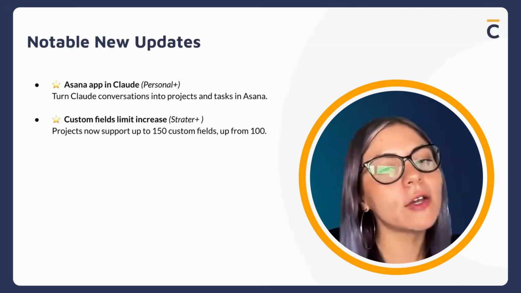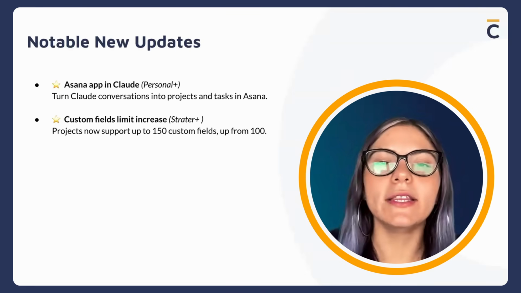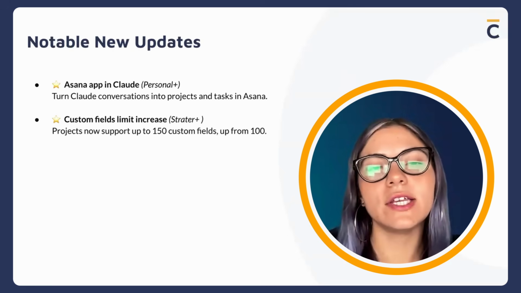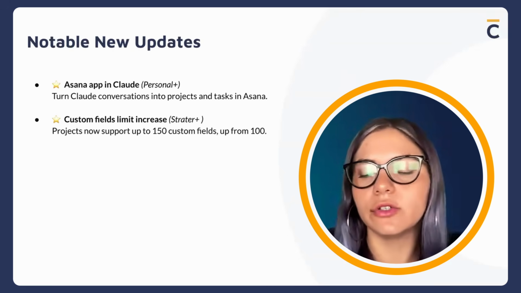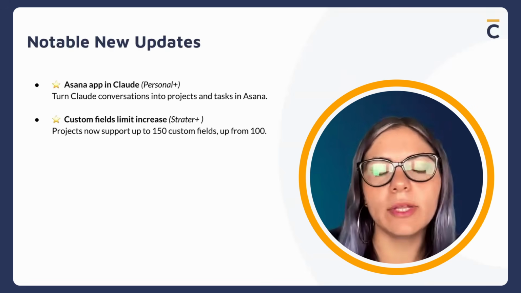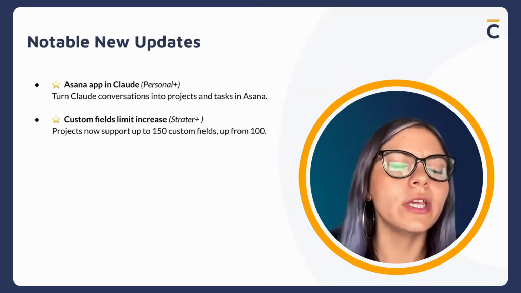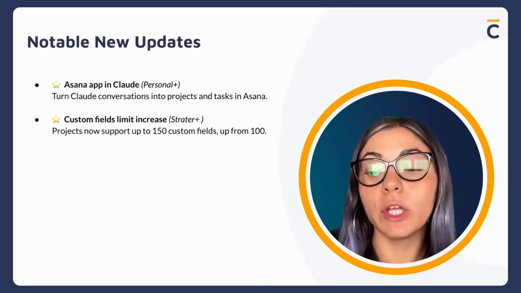The second one is custom fields limit increase. So in the past, we were only able to have up to 100 fields in a project. We can now have 150 custom fields. So if you have a large and complex workflow that requires a lot of data entry points, you can rest assured that you now have more fields to include.